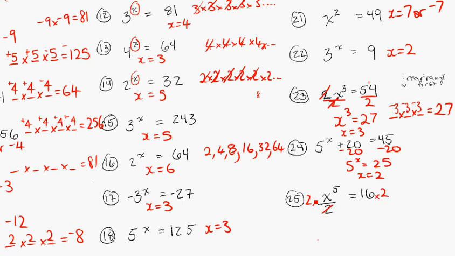Timesing by 2 both sides. Something times itself 5 times. It doesn't take long to work out that the answer is 2. 2 2's are 4, 2's are 8, 2's are 16, times 2 is 32. You might want to consider the negative, but there would be an odd number of negatives, which would mean a negative answer.